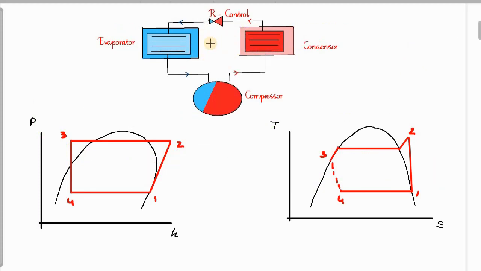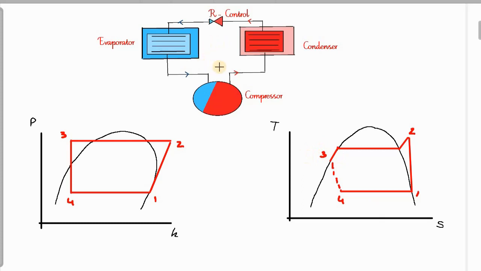This is our basic refrigeration cycle. In this basic refrigeration cycle, these are the four components used: the compressor, the condenser, the refrigerant control, and the evaporator. To show these processes and understand them better, we have shown here the pH diagram, and here a TS diagram. In the pH diagram we determine the pressure versus enthalpy of the system, and in the TS diagram we determine the temperature versus the entropy of the system.